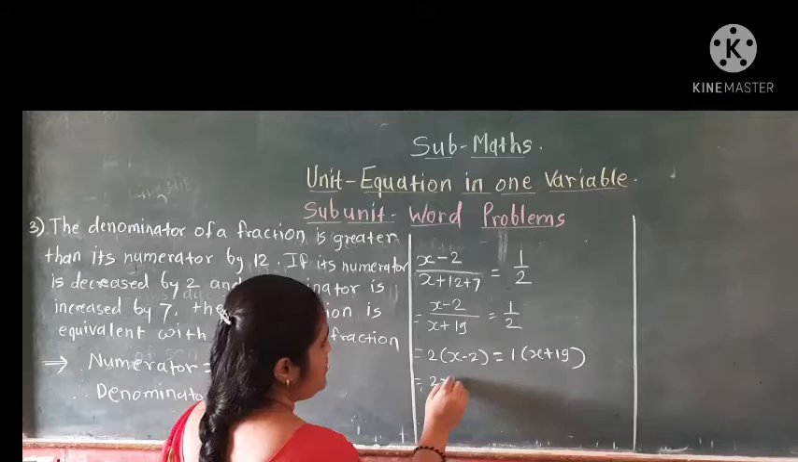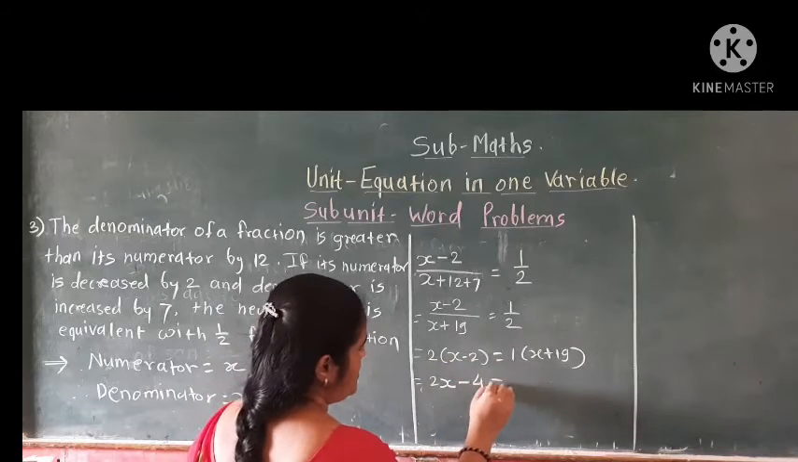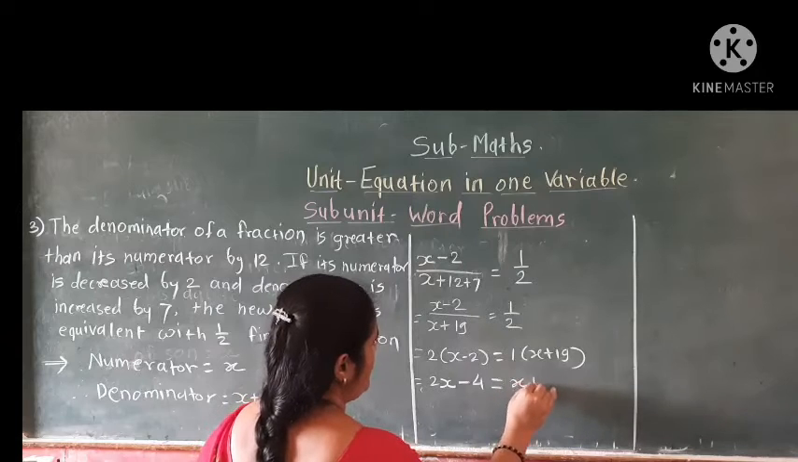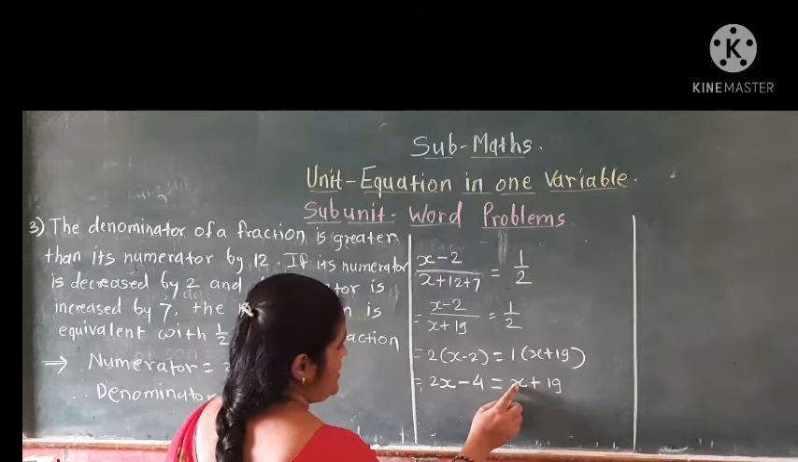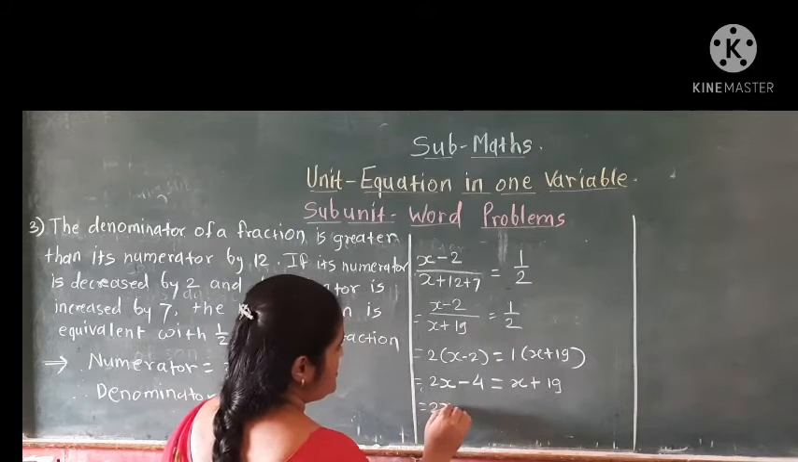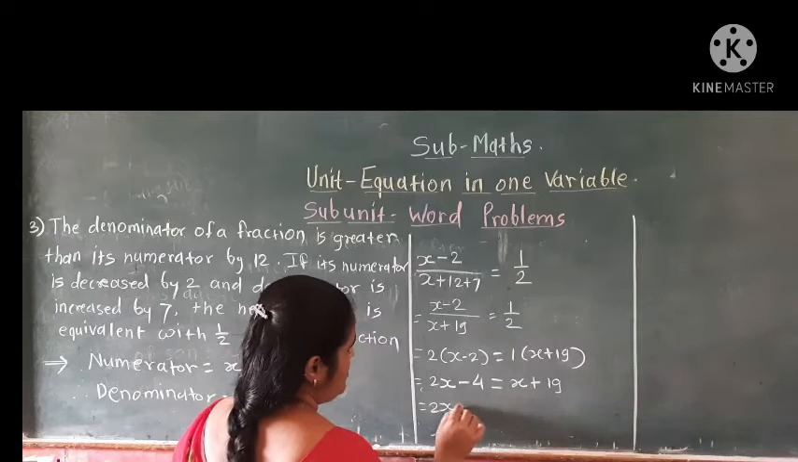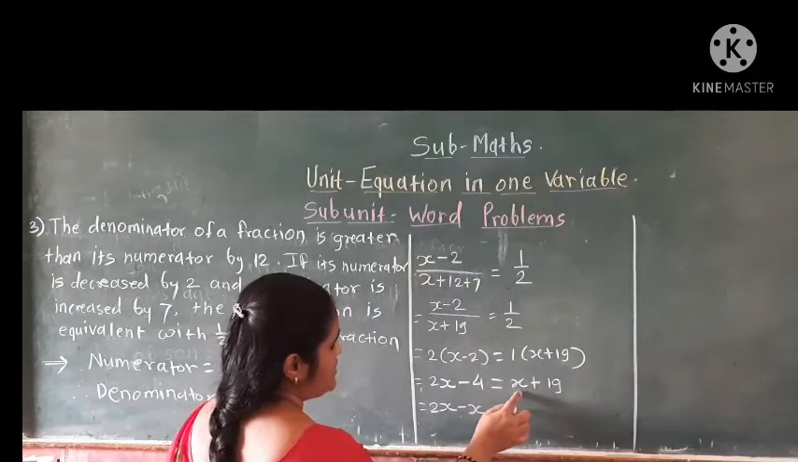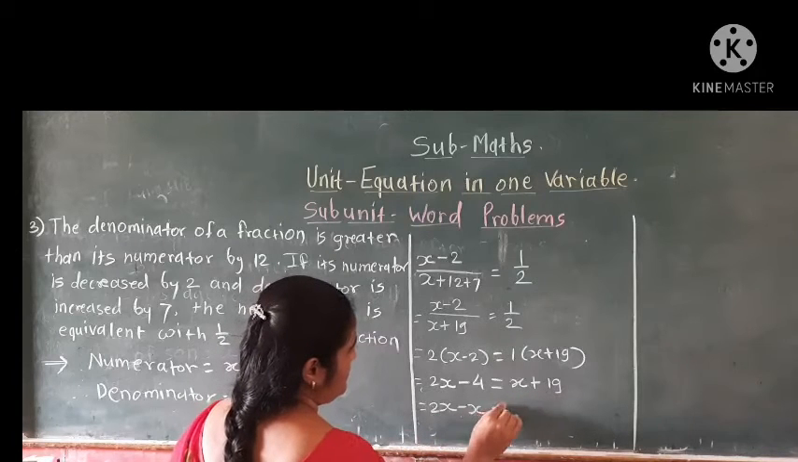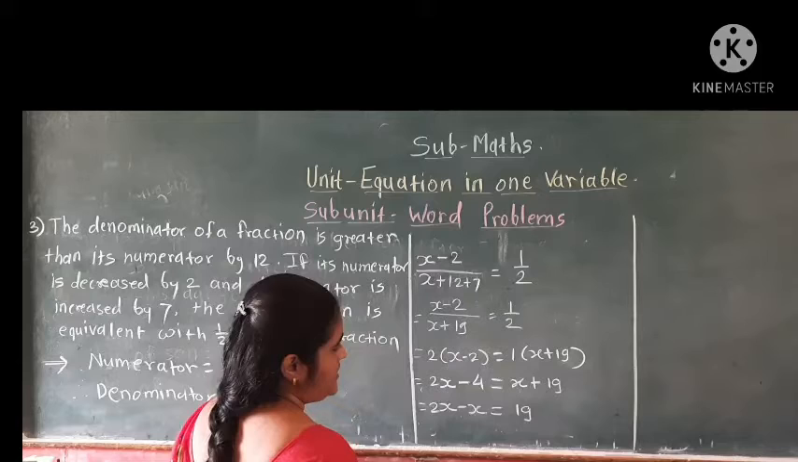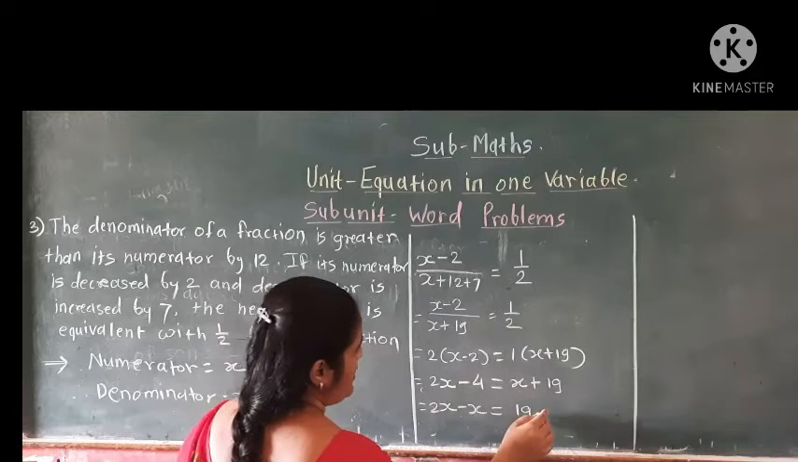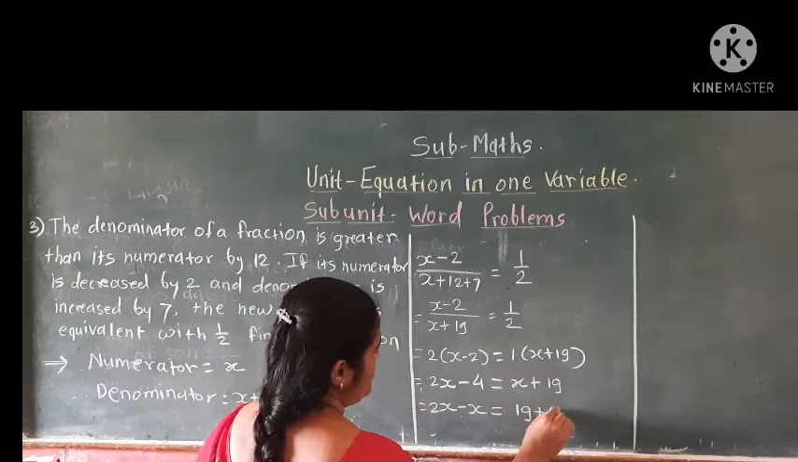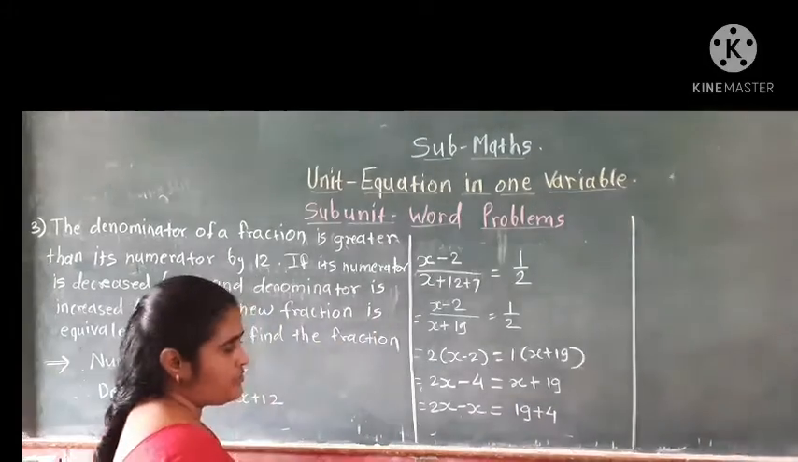2 into x is 2x, minus 2 into 2 is minus 4, is equal to 1 into x plus 1 into 19. Then x is transposed from the right hand side to the left hand side and 2x is written as it is. So positive x becomes negative x. Then 19 stays as it is on the right hand side. Then minus 4 is transposed to the right hand side, therefore the sign changes: minus 4 converts into plus 4.